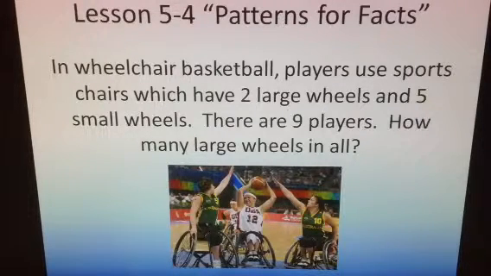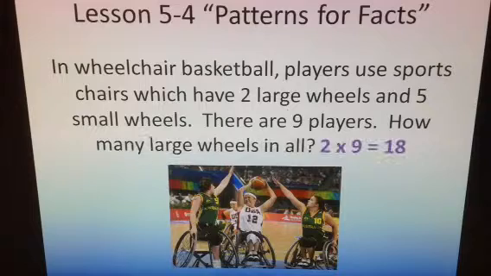In wheelchair basketball, players use sports chairs that have 2 large wheels and 5 small wheels. There are 9 players. How many large wheels in all? This is an example of a question that has extra information, more than you need to know. So we thought about what numbers we needed to multiply to solve. And we realized that to find how many large wheels, we'd multiply 2 times 9. 2 times 9 is 18.